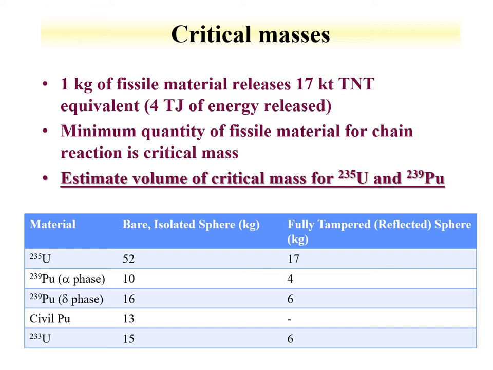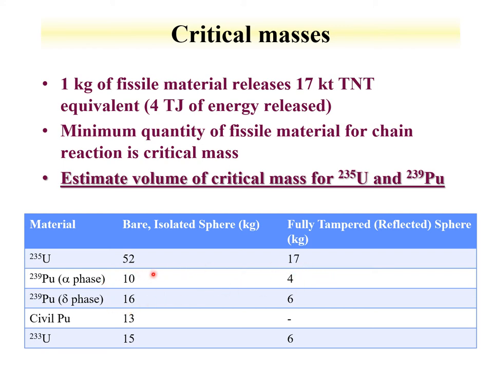1 kilogram of fissile material releases about 17 kilotons of TNT equivalent, which is often used to discuss the energetics from a device. The minimum quantity of fissile material that's necessary for this chain reaction is called the critical mass. And here's some examples of some critical masses below. It depends upon geometry, these critical masses can change. So for uranium-235, depending upon if it's a bare isolated sphere or fully tampered sphere, the critical mass can be as high as 52 kilograms and as low as 17 kilograms.